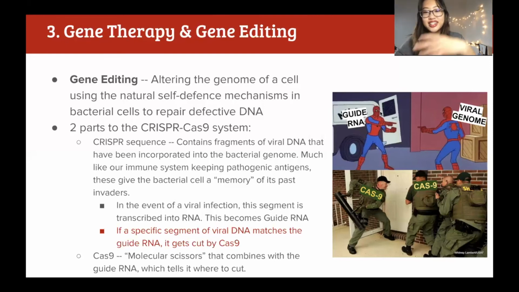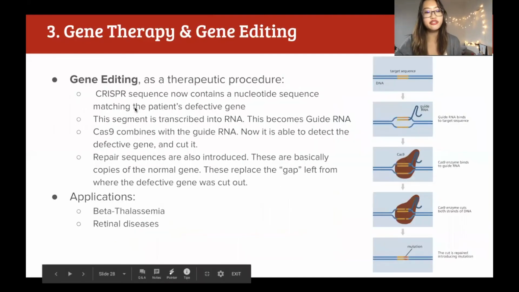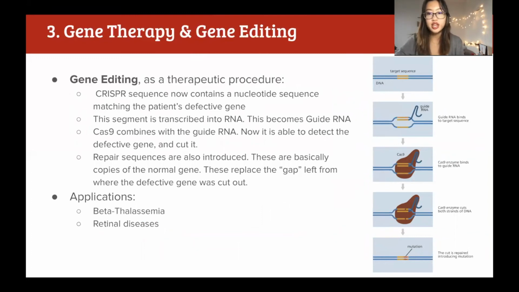So the second a guide RNA matches an external viral genome, Cas9 just comes in, breaks down the door, and cuts up the viral genome and kills your virus. So yeah, that's how it functions in nature. So how does it function as a therapeutic procedure?